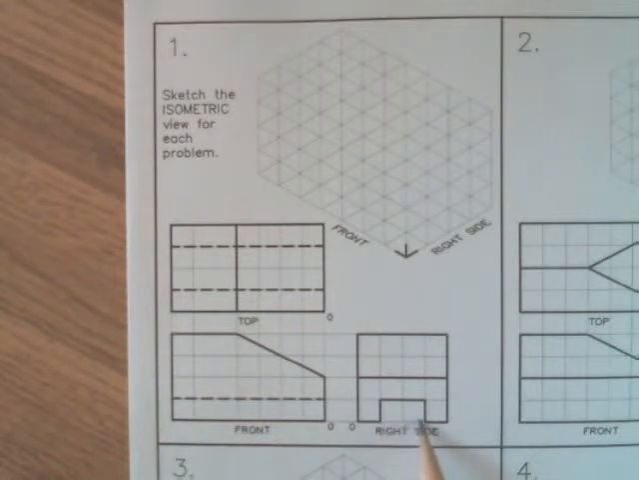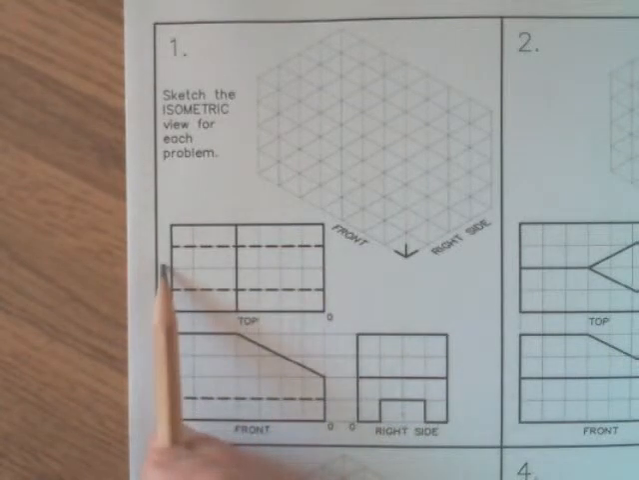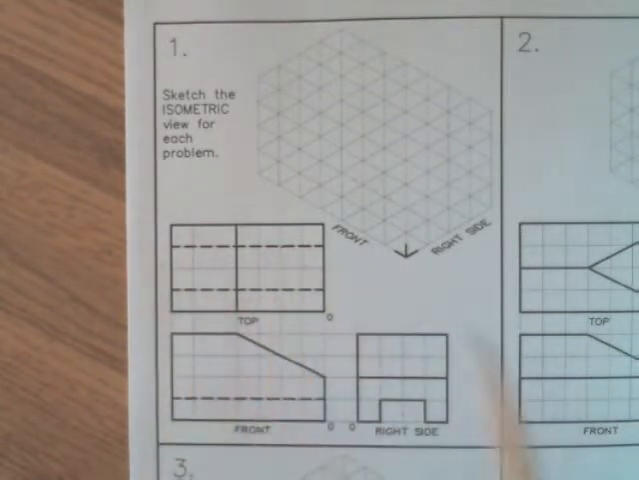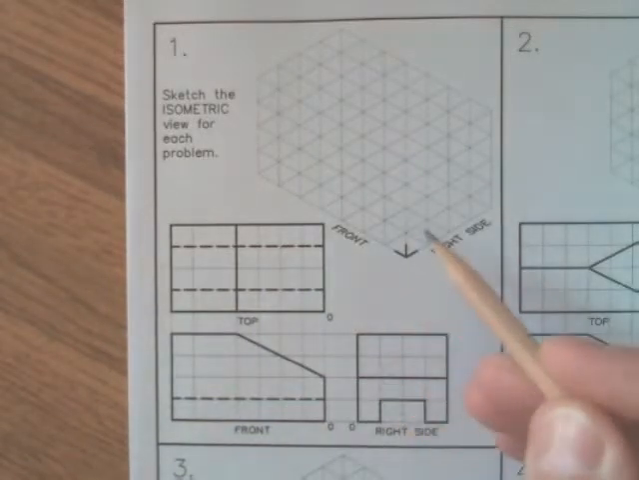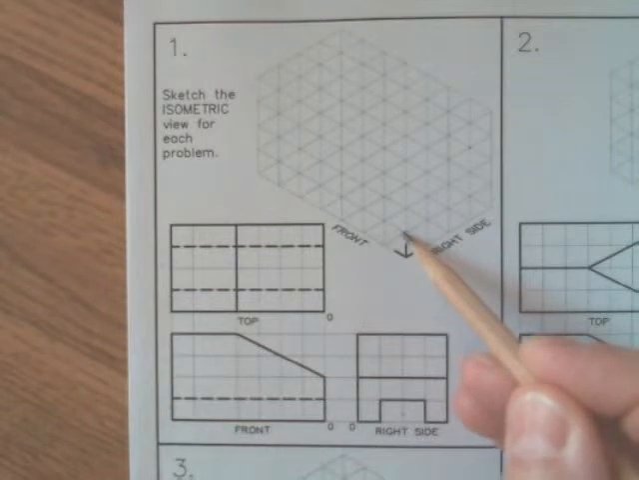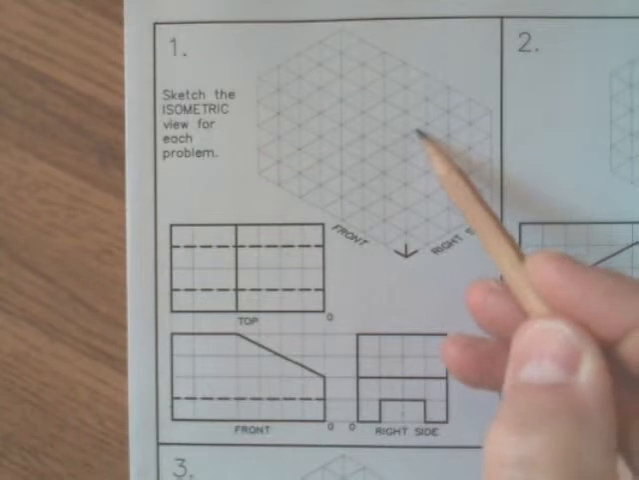Since there is not a visible line, an object line going across the bottom, we understand that that cut goes all the way from the right side to the left side, or as we see in the right side view, it goes all the way through the object. We can also see that occurring up here in the top view with our hidden lines. So now we simply need to count grids and transfer them to our isometric grid, front, right side, and of course looking down from the top.